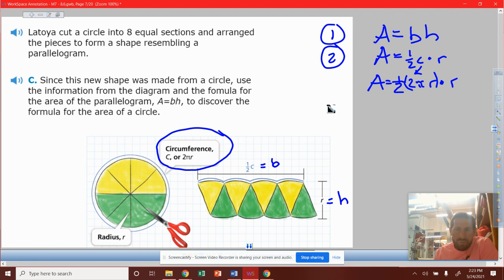So now let's go ahead and simplify this. Area equals, so we have 1/2 times 2. Well, that's just 1. I can put an imaginary 1 there. We've got pi, and we've got radius times radius. Well, radius times radius is radius squared. So to sum it all up, the area of a circle is pi r squared.